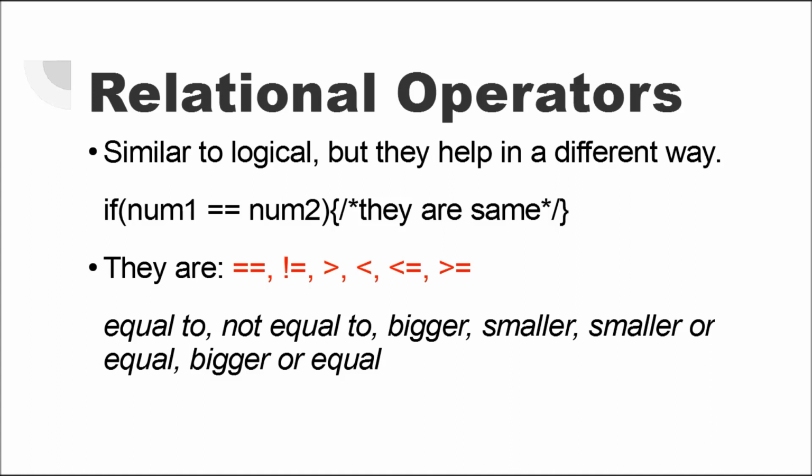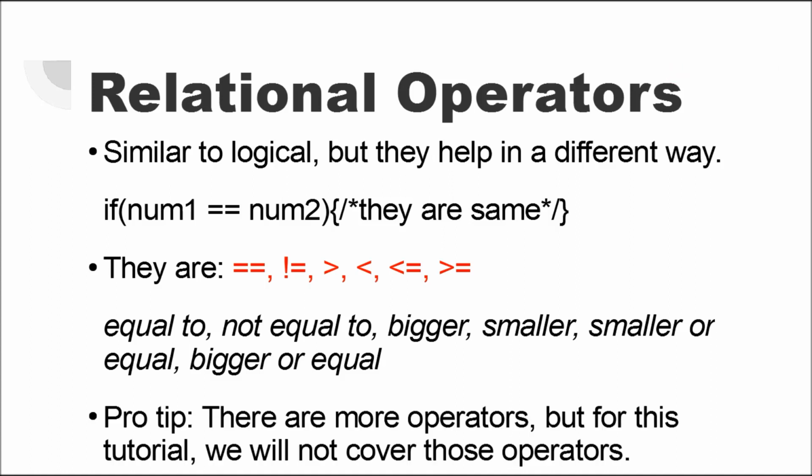Bigger, just like your old math, if 7 is bigger than 5, oh, that's true. Smaller, reverse of bigger. Smaller and equal, self-explanatory, it can be equal. Bigger or equal, self-explanatory, can be equal too. So that's relational, and it's a pro tip. There are more operators, but for this tutorial, we're not going to cover them. If you want to learn them, check another tutorial.